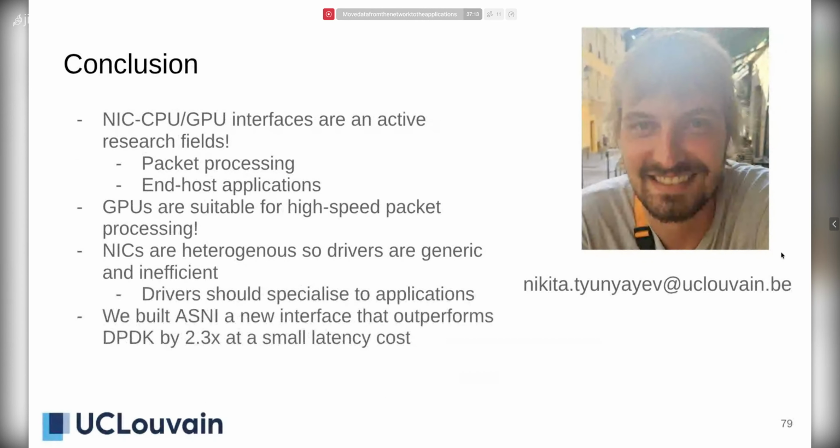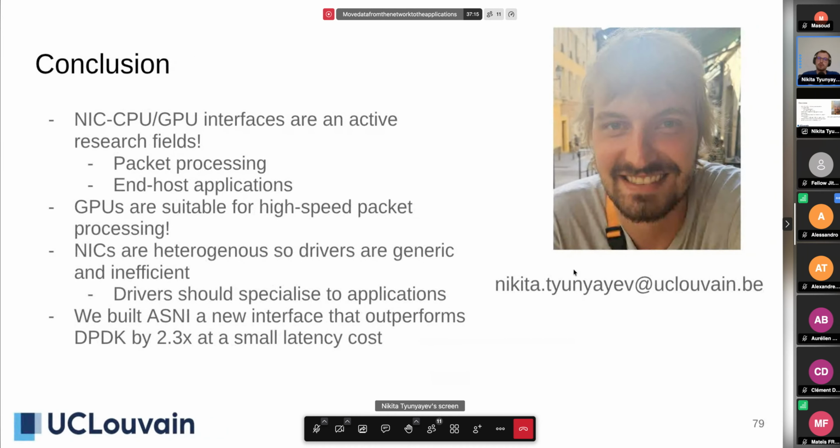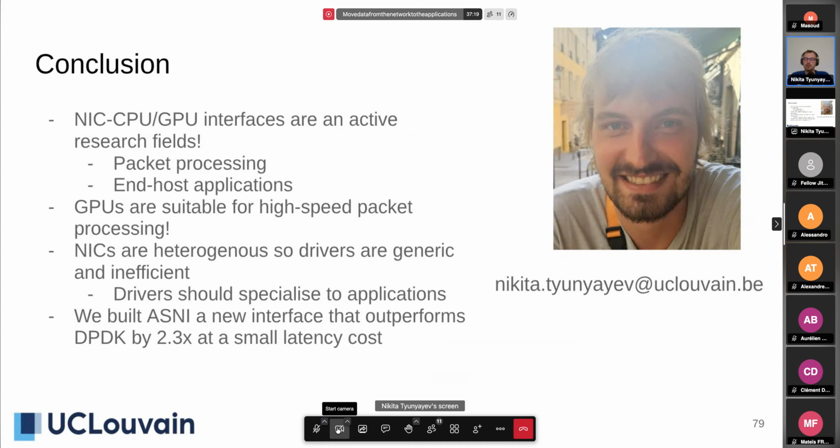So to conclude, we saw that NIC-CPU/GPU interfaces are a very active field of research, both in the packet processing world and also in the end-host application world. We also saw that GPUs are suitable for high-speed packet processing, especially when the workload is really high and the number of packets that need to be processed is relatively low. We also saw that NICs are very heterogeneous, so that's why drivers need to be very generic. This causes a lot of inefficiency. So we believe that the drivers should specialize to the application and not the other way around. The NIC should specialize to the application; it's not the application that should adapt to the NIC.